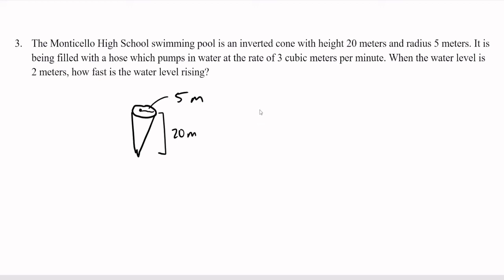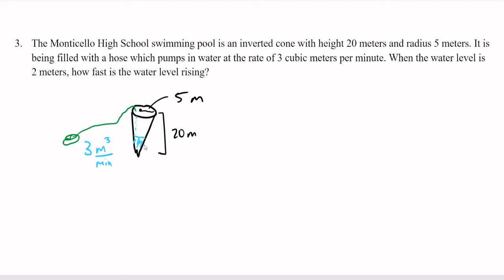Okay. It is being filled with a hose which pumps water in at a rate of 3 cubic meters per minute. Okay, so we've got a hose. Here's our hose. It's all wrapped up here, and then it goes and it's filling in the water. So then that rate it's filling in is 3 cubic meters per minute. Filling up. So right here, filling with water. What a picture. When the water level is 2 meters, how fast is the water level rising?